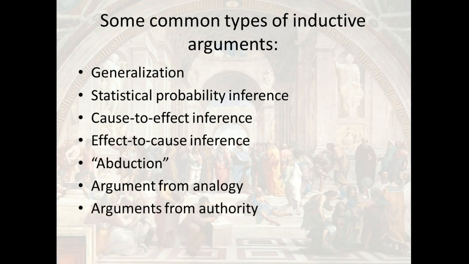And arguments from authority. Given that person P is an expert in a certain area of knowledge or a certain skill, or in some way a privileged observer of certain events, we conclude that P's claims regarding his area of expertise or those events are true. Remember, we talked a lot about testimony.